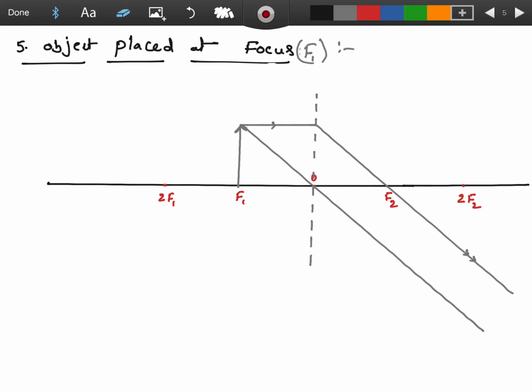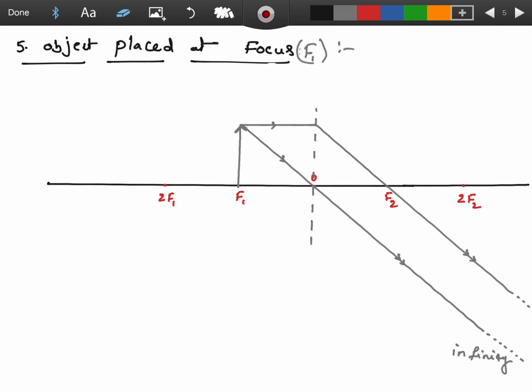If you observe carefully, these two refracted rays are parallel to each other, they never meet. They appear to meet at infinity. See carefully, these two are parallel. Image forms at infinity. Why? Because they won't intersect anywhere in between, they appear to meet somewhere at a very long distance, infinity.